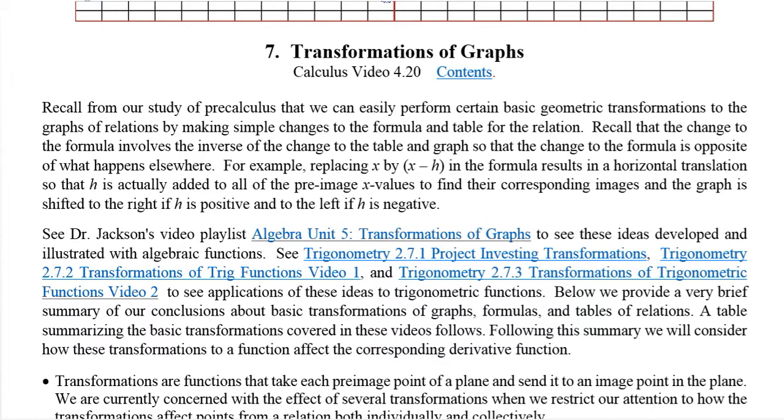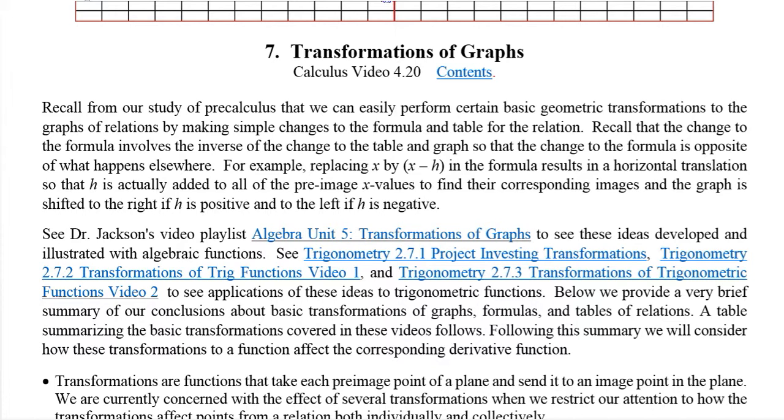Basically, remember from our study of pre-calculus that there are certain types of basic geometric transformations, like translations, reflections over the x-axis, or over the y-axis, or over the line y equals x, rotations of at least 180 degrees about the origin, and a few basic things like that that we can do. Also some vertical and horizontal stretches and compressions. And for all of those, we know how to make relatively simple changes to the formula and the table to get the corresponding thing to happen to the graph.